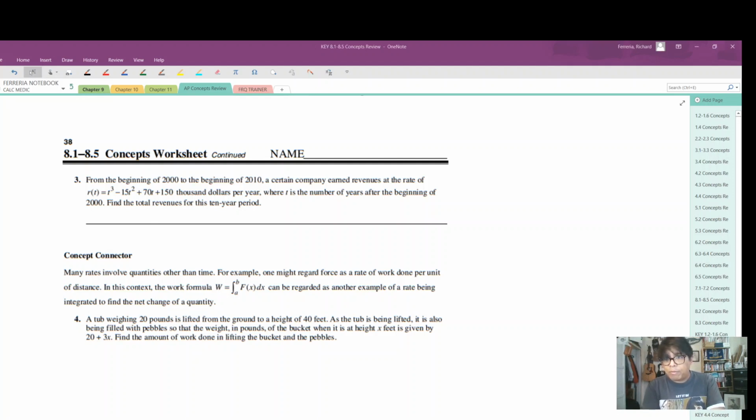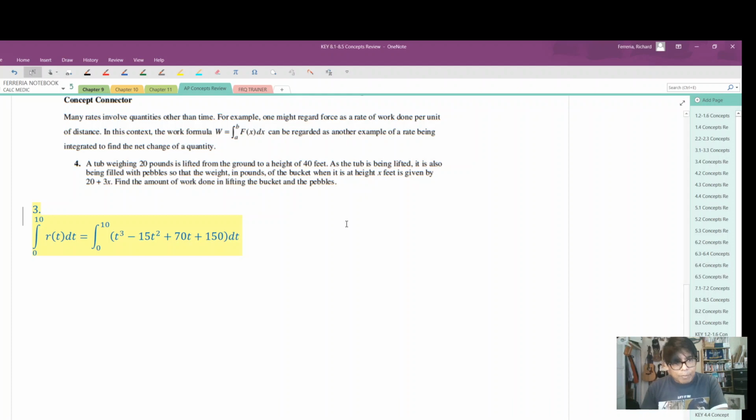So if I integrate from 0 to 10, that's going to give me the thousands of dollars in revenues from about 2000 to 2010, which is what we want. So our first step here, let's just set up that integral. We want to integrate r from 0 to 10, and that gives us the integral of t cubed minus 15t squared plus 70t plus 150.